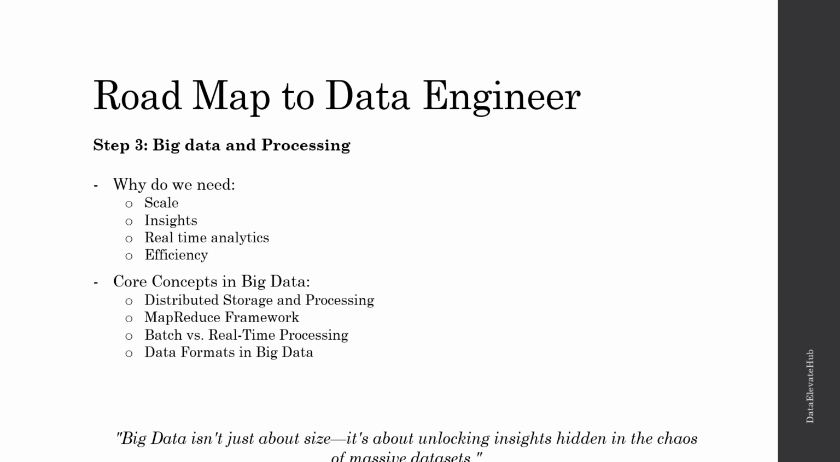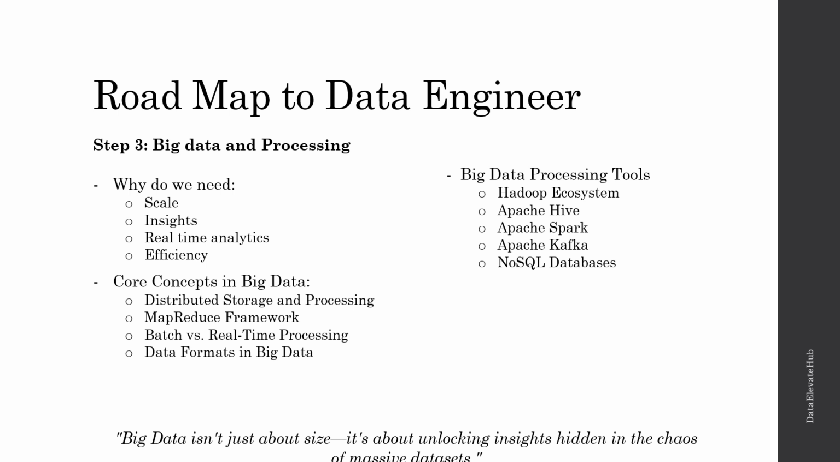And next, batch and real-time processing. So here batch processing allows us to process large volumes of data in chunks over time, let's say overnight or daily jobs. For example, the tool is Hadoop. And real-time processing is the process of streaming data in near real time. So tools are Apache Kafka or Apache Spark Streaming. And data formats in big data: structured data, semi-structured data, and unstructured data. So we have to know about all these concepts.